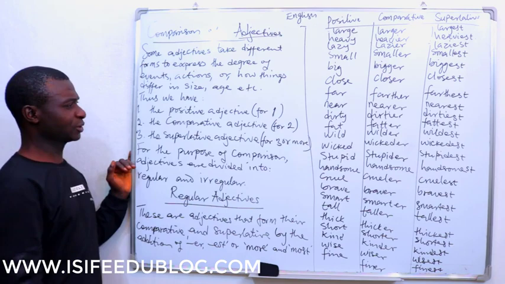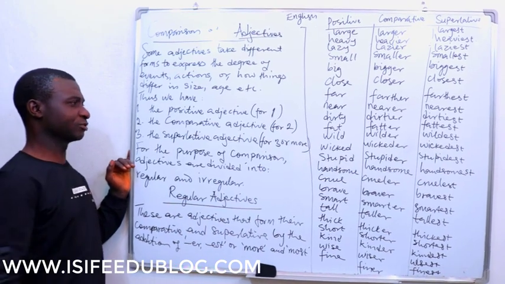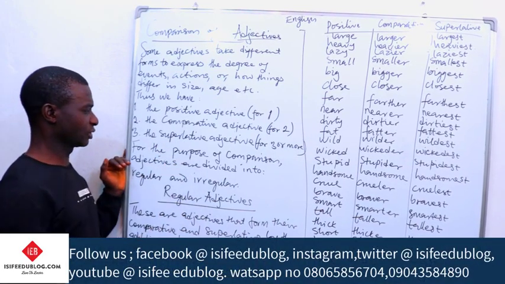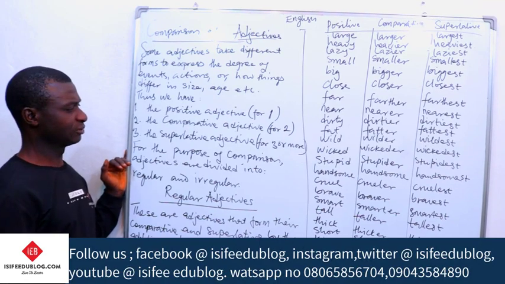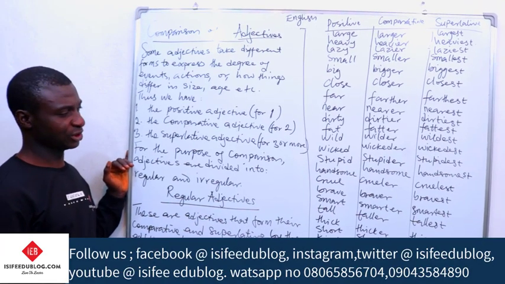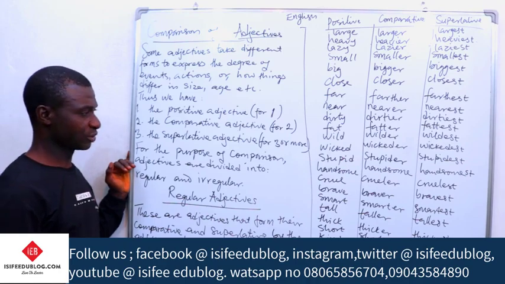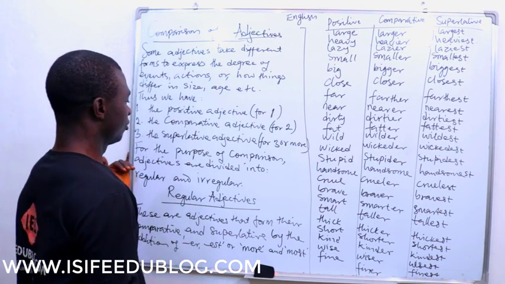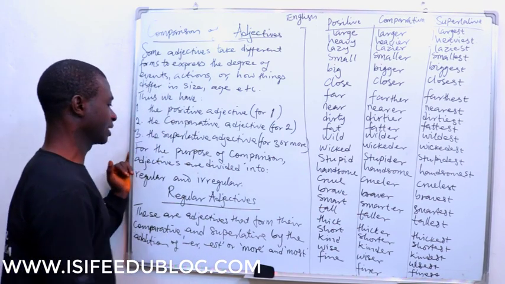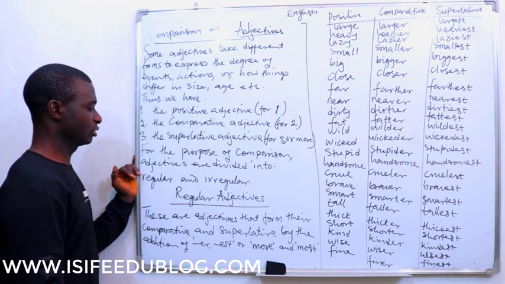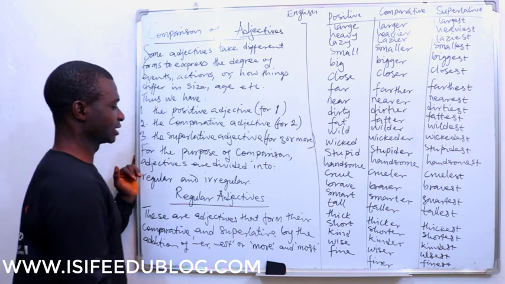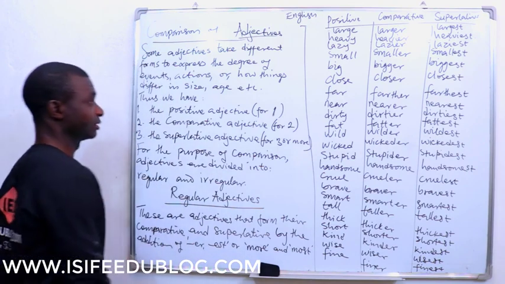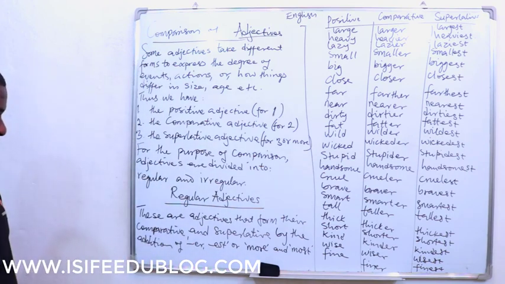Now, for the positive adjective, we use this when we're talking of just one thing. We use the comparative adjective when we're talking of two things, and then the superlative to describe the differences among three or more things. Now, for the purpose of this comparison, we shall be looking at adjectives again from two angles, the regular adjective and the irregular adjective. What do we mean by regular adjectives?